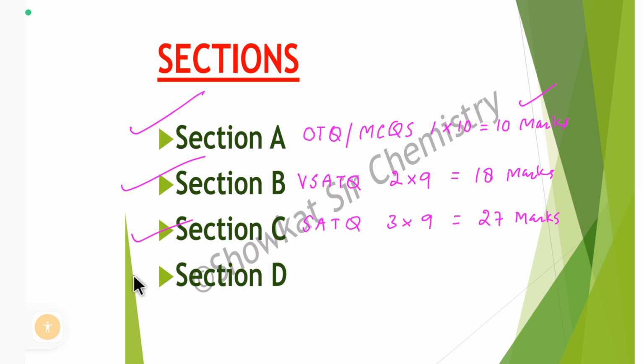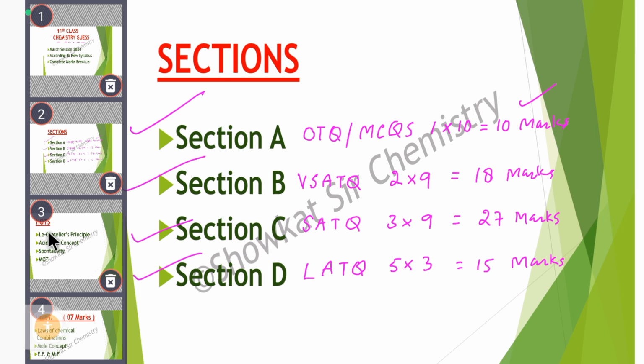Then we have section D. It will carry long answer type questions, that's LAT, long answer type questions. Each will carry 5 marks, and there are 3 questions in total. So there will be 15 marks from this section D. All these sections are important, and this will be the pattern of the question paper. So now let's move ahead.